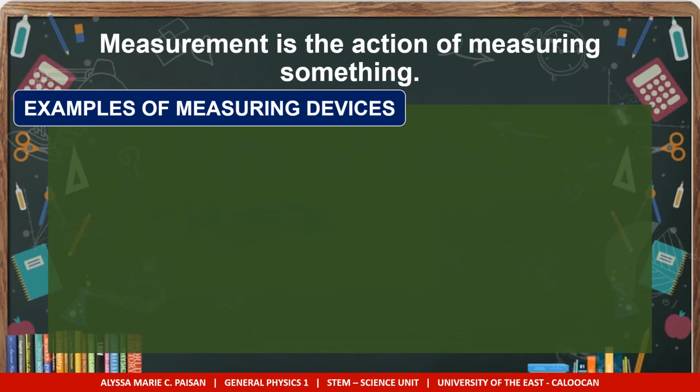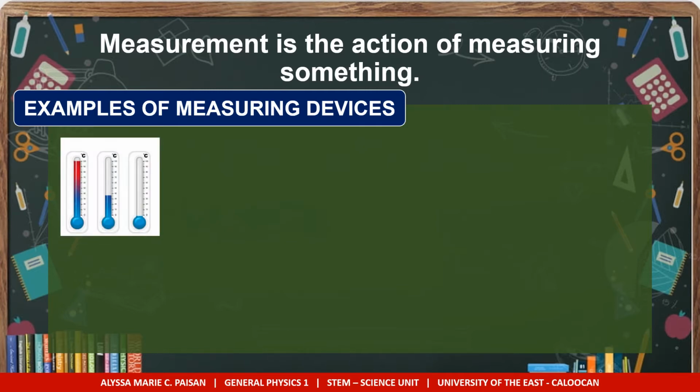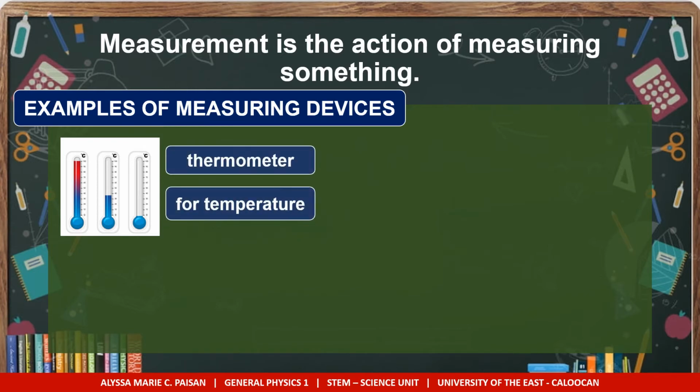The first thing that we should know about measurement is the action of measuring something. And we will not be able to conduct measurement if we don't have the so-called measuring devices or equipment. Here, I will present to you some of the commonly used measuring devices, especially in our study of physics. The first one, we have thermometer used for temperature.